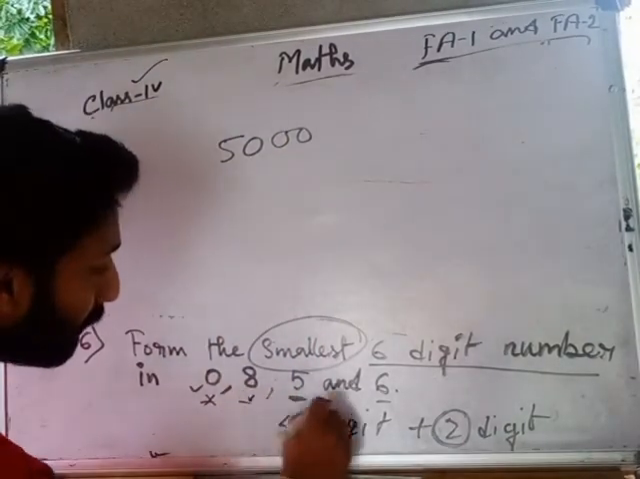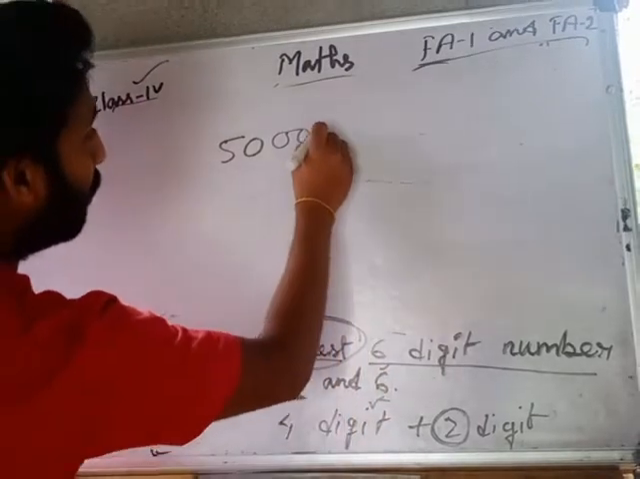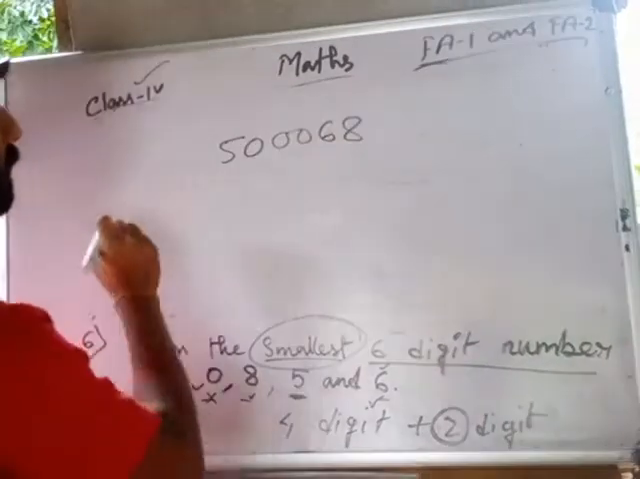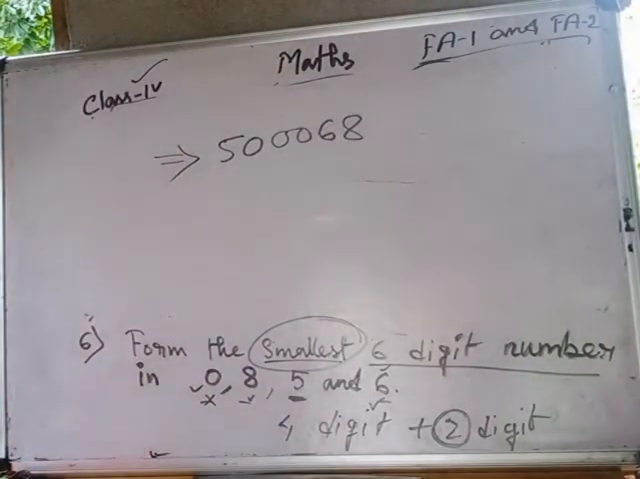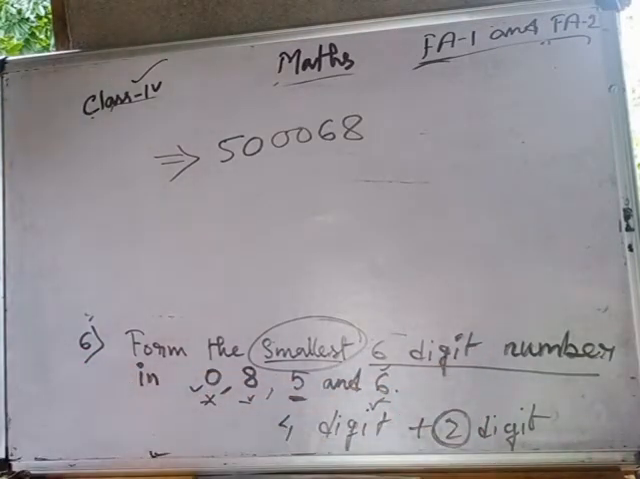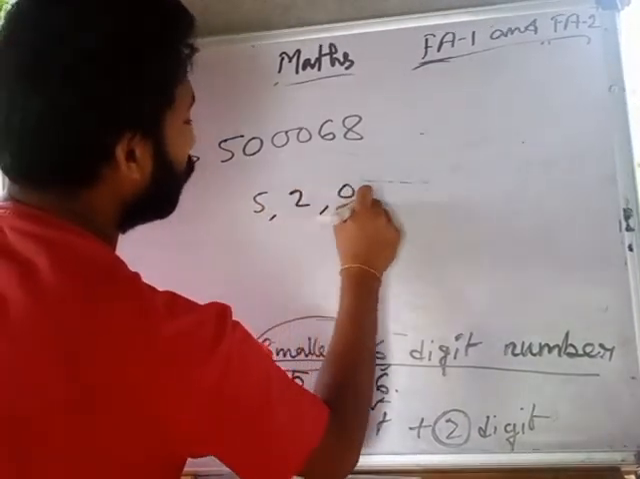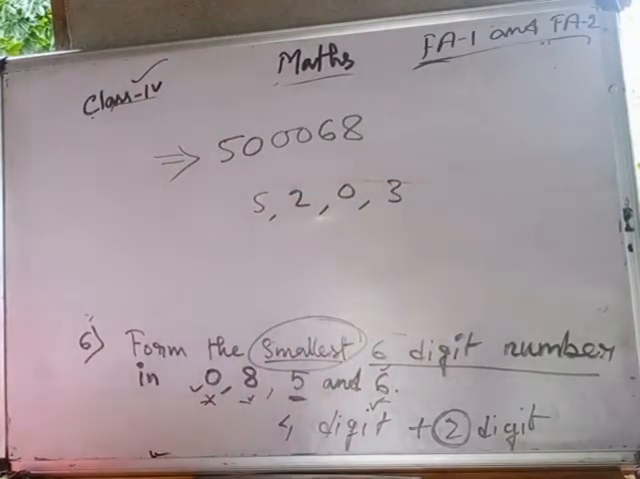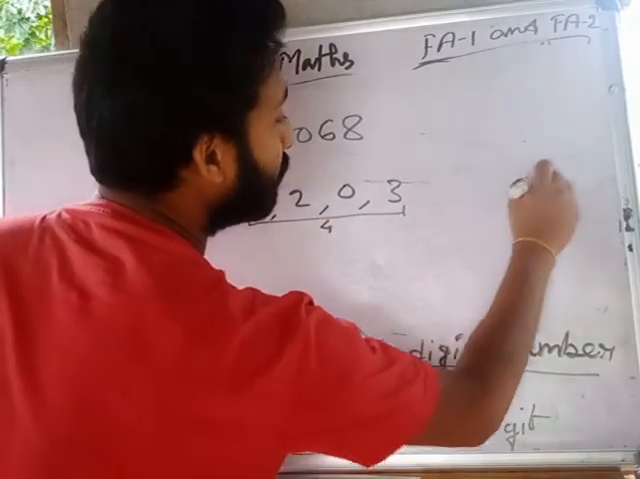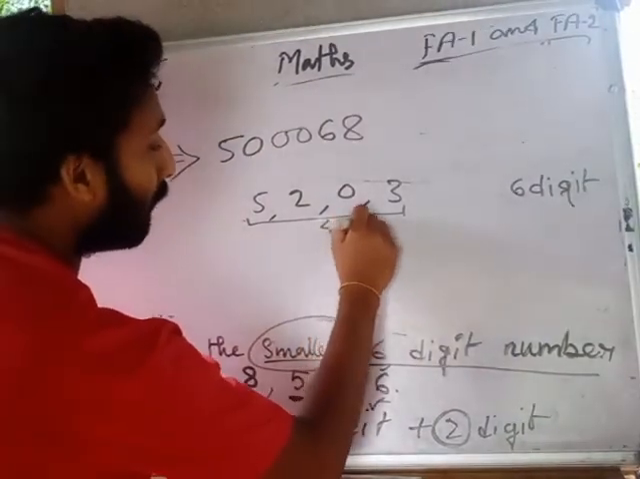After that 8 and 6 are left, so if it is the smallest, we should write according to smallest to biggest. Okay, this one is the 6-digit smallest number formed with these digits. Suppose it is 5203. There are 4 digits here, but I need 6 digits, so we should add 2.